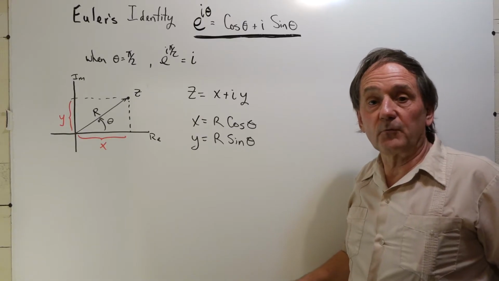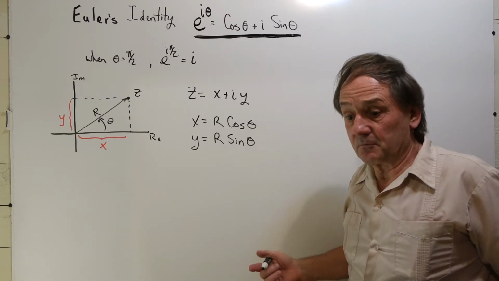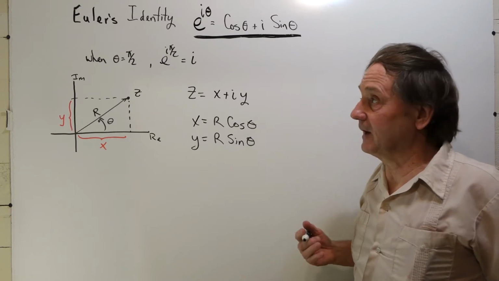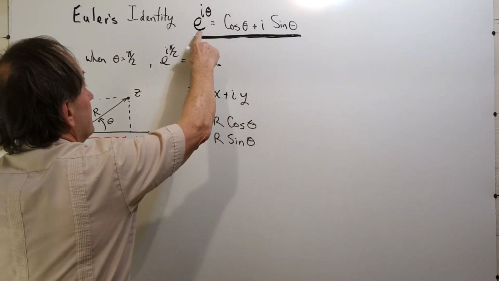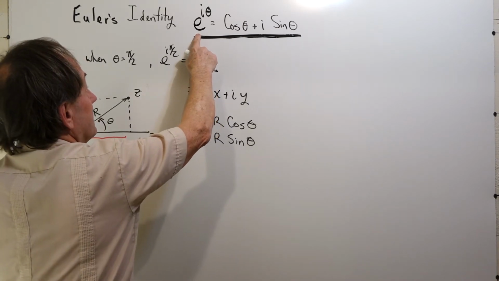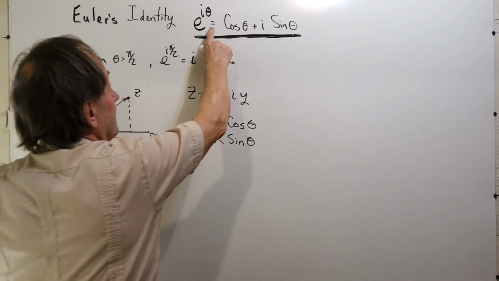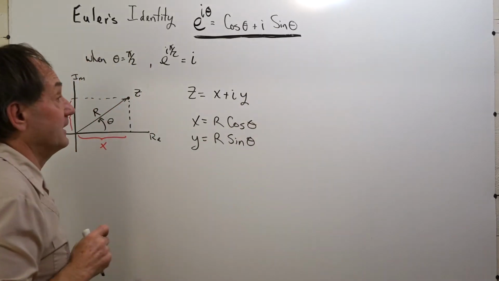One of the most important relationships of all mathematics, arguably the most important relationship in all mathematics, is what's called Euler's identity. It's where we take the constant e and raise it to the power of i theta, where theta is an angle, and that is equal to the cosine of theta plus i sine of theta.